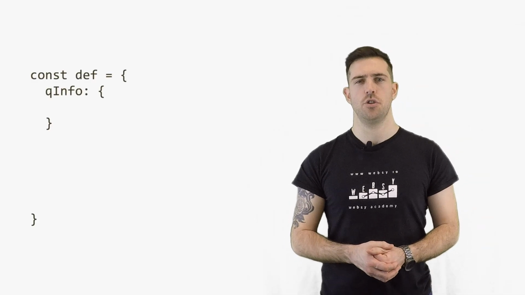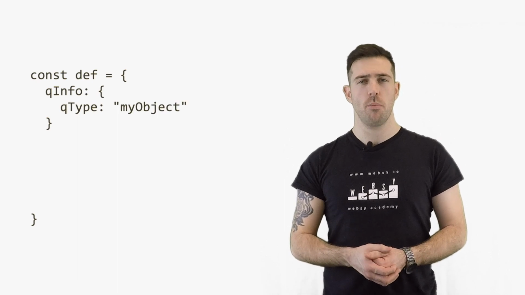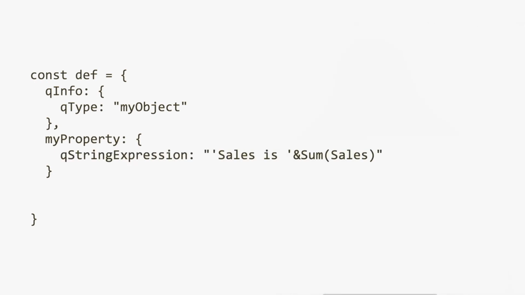Let's start by building a very simple generic object definition with a qType of myObject. We'll then add a property to it called myProperty and include a qStringExpression. We'll also add two further properties to demonstrate how the engine treats items it doesn't recognize.